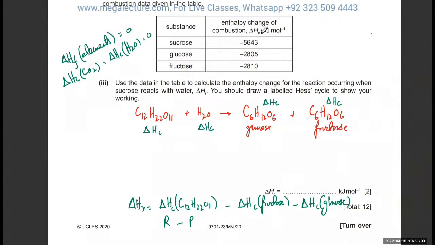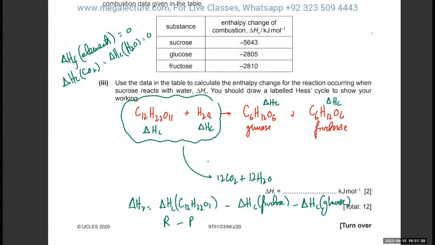But over here, they're specifically asking for you to draw the Hess cycle. So you're going to draw the Hess cycle. When I combust this, what do I get? I get carbon dioxide and water. How many carbon dioxides? I'm going to get 12 carbon dioxides, and I'm going to get 11 water molecules. Plus there's one water molecule already there, so that's going to be 12 water molecules. And when I combust my products, I'm going to get the same thing. I'm going to get 12 carbon dioxides and 12 water molecules. That is what's going to happen.